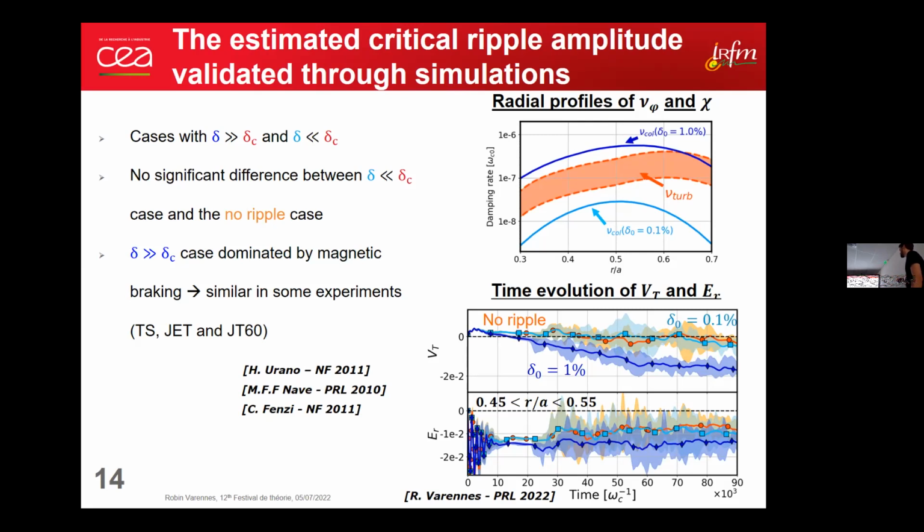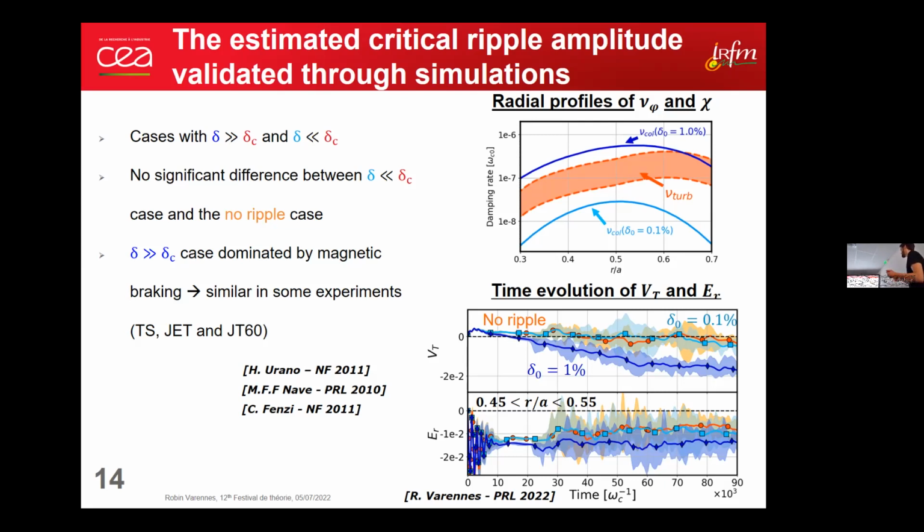And what you can see is that the low ripple case shows no significant difference with the no ripple case. So this is really driven by turbulence. But the strong ripple case is clearly driven by the magnetic braking, regarding both the toroidal velocity and the radial electric field. And basically, we see that this behavior, even though this is a fictional ripple, qualitatively holds with experiments. So basically, in Tore Supra, JET, or ASDEX, we see this kind of behavior with a strong ripple.